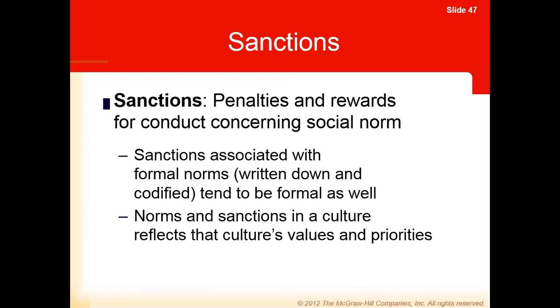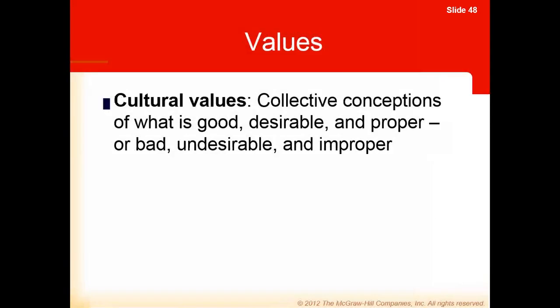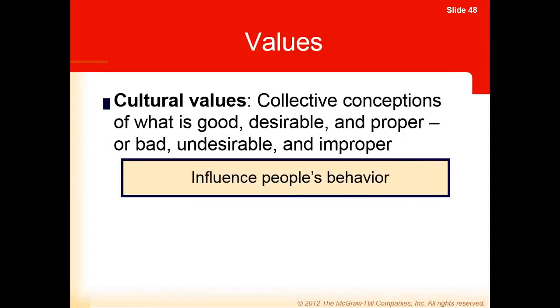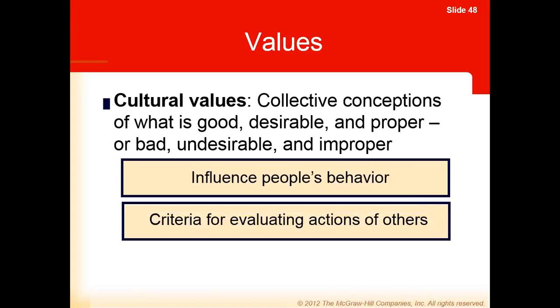The norms and sanctions, as I said, this is what Durkheim kind of believed, reflect the culture's values and priorities. The norms and sanctions, especially the codified, the formalized, the written down ones, reflect that culture's values and priorities. A value is a cultural belief about what is right and proper and true and good, or what is bad, undesirable, improper, wrong. Values influence people's behavior. They are the criteria by which people's behavior is evaluated.